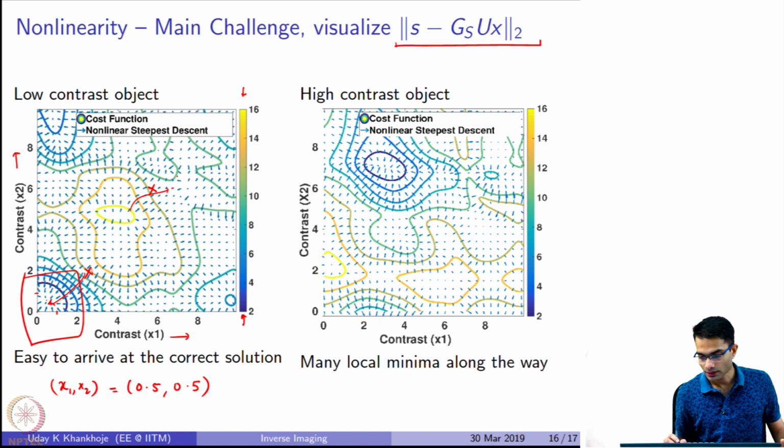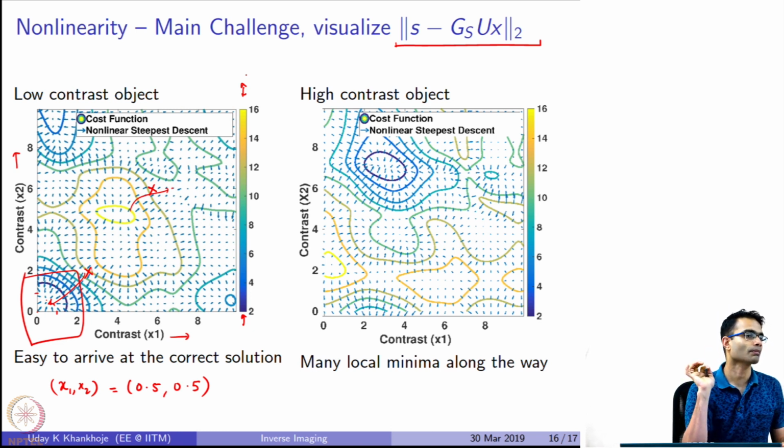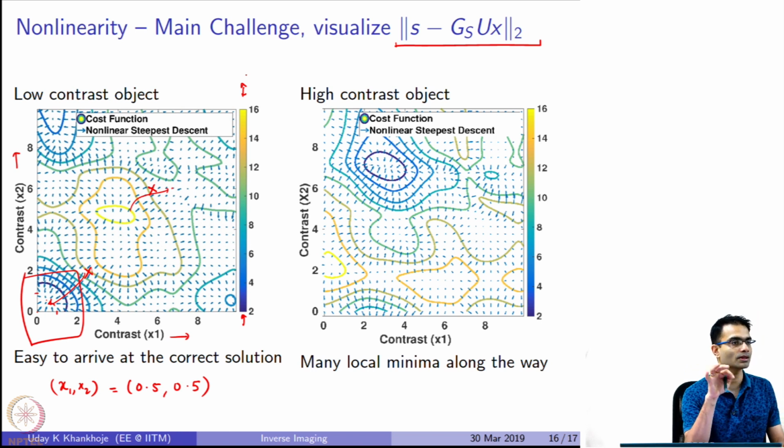Now let's take another problem. But before coming to this, let's summarize. For a low contrast object, it does not matter much where you start from and you arrive at the correct answer, because the true and global minima are very close to the origin. If I start from 0, 0 or its neighborhood, I reach the correct answer. If I start at 0, 8, I reach the wrong answer. If I start at 8, 1 also, I reach the wrong answer. So there are many regions which will take me to the wrong answer.